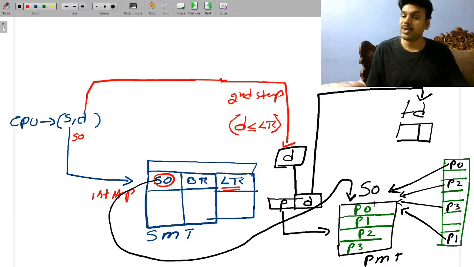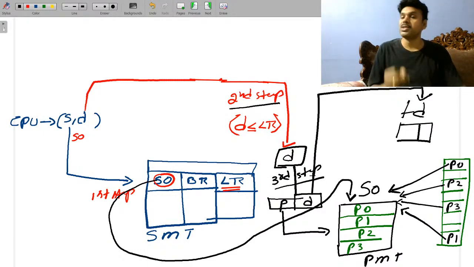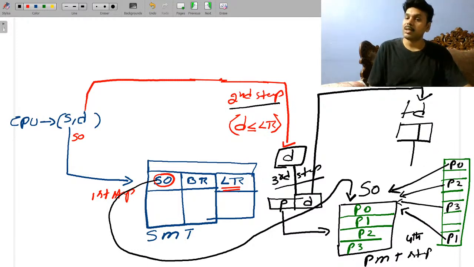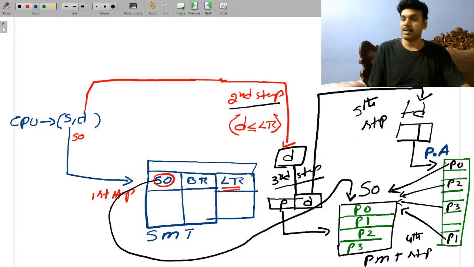So what am I doing here? This is the second step, and your third step is the splitting. Split your segment according to the size of the page. Now it is going to split, and the pages are loaded into the page map table. So you need to do the binding here. This is your fourth step, and you get this value. Finally it goes there, and this is your fifth step. Finally you get a physical address. This is your physical address mapping.